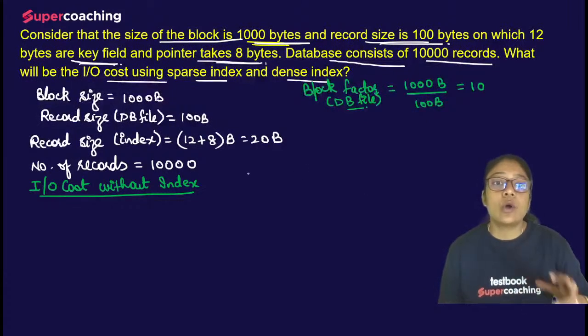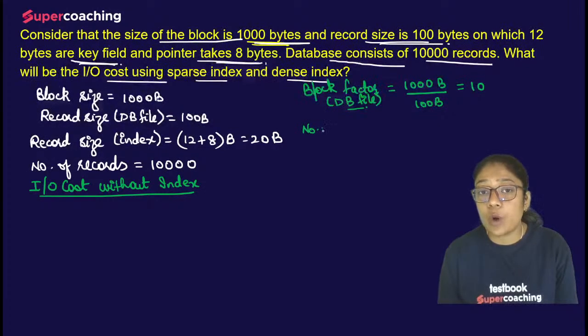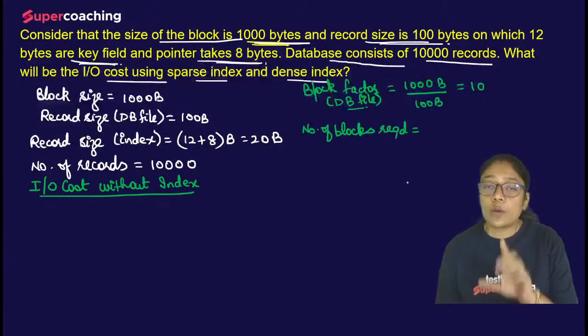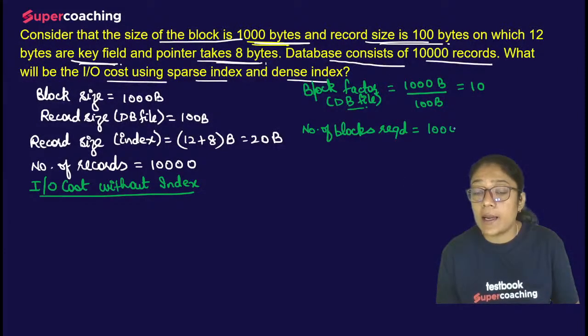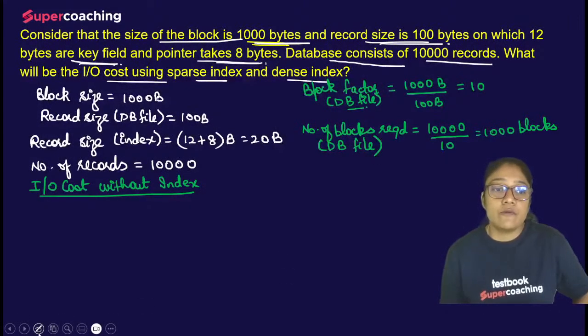So this means that in order to store 10,000 records, how many blocks are required? Number of blocks required to accommodate 10,000 records. One block can hold 10 records, so in how many blocks will 10,000 records fit? It is 10,000 records divided by 10. That means 1,000 blocks are required to accommodate 10,000 records in the database file. Similarly, we can find out the block factor for the index file.